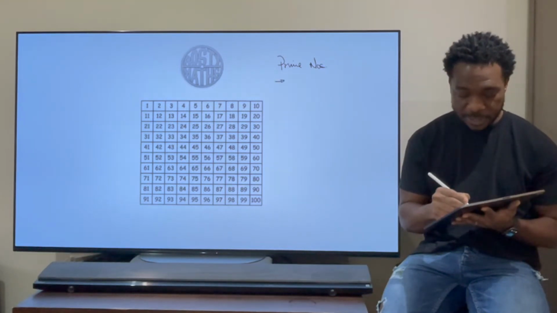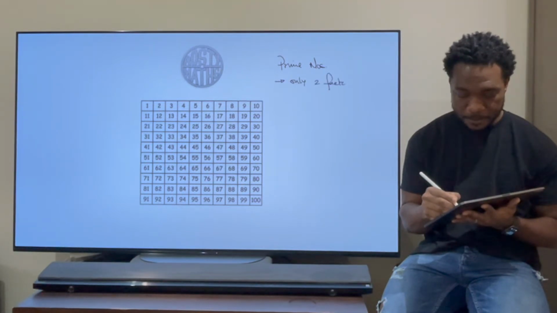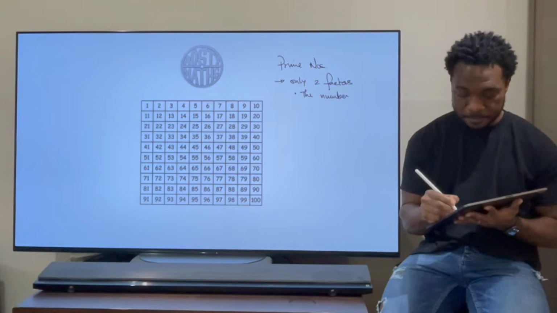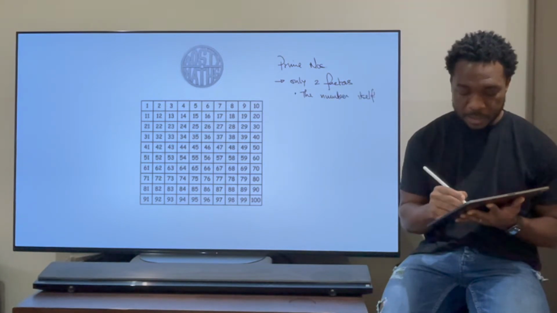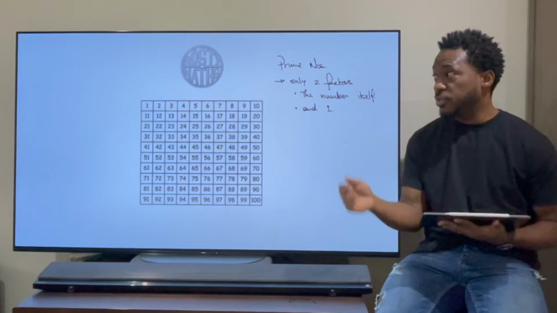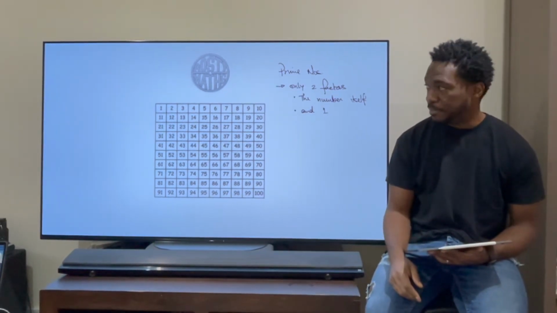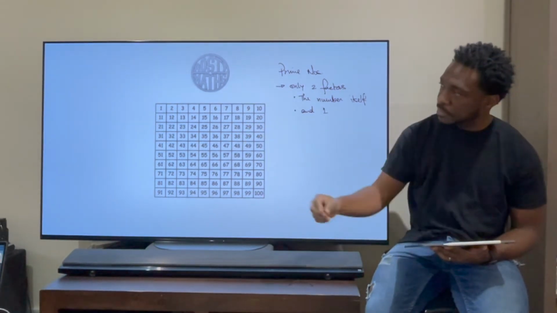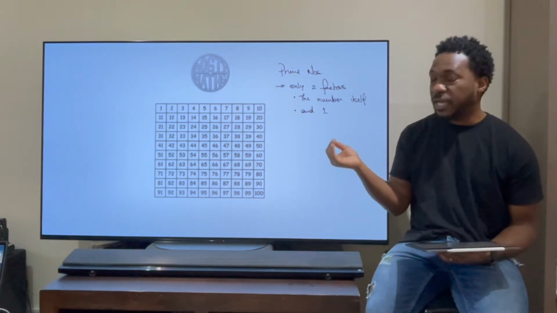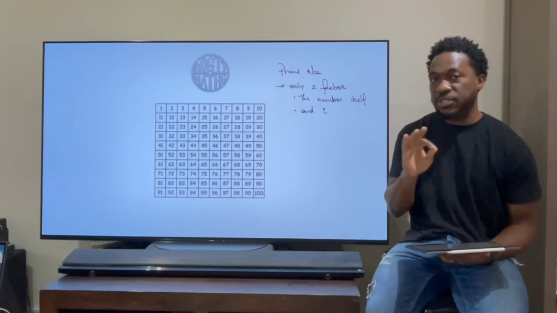They only have 2 factors. And those 2 factors are the number itself and the number 1. So those are the only 2 factors you're going to have for prime numbers. That means that as I look through all of my numbers, if I find any other factor besides itself and 1, then that is not a prime number.